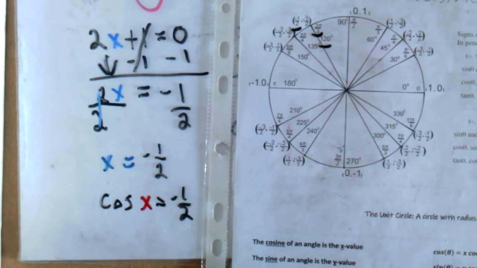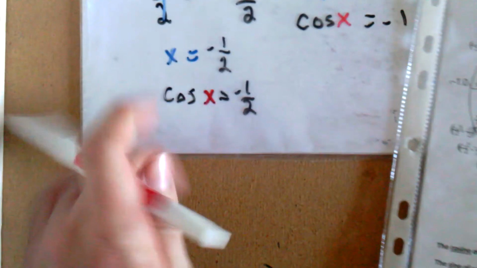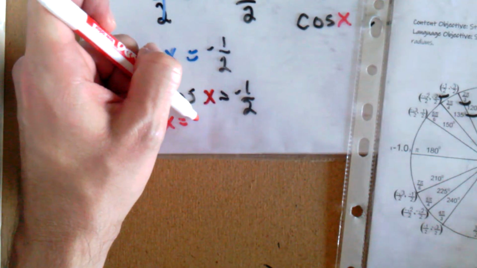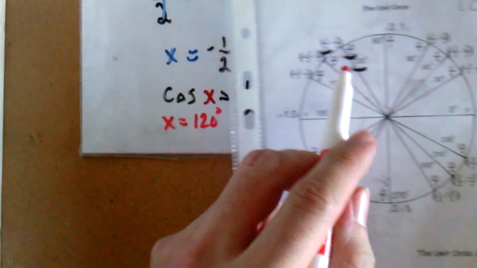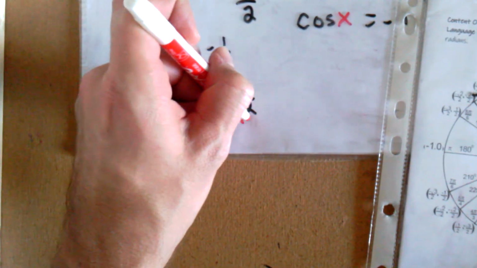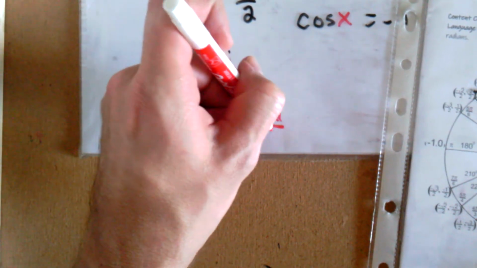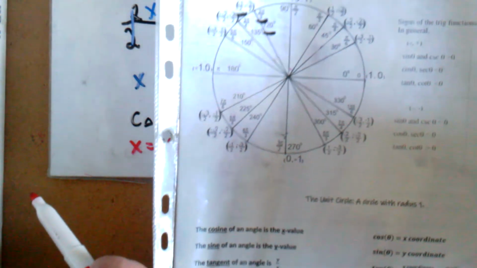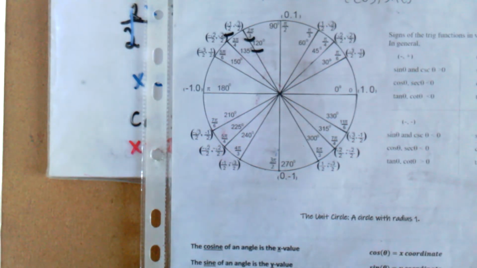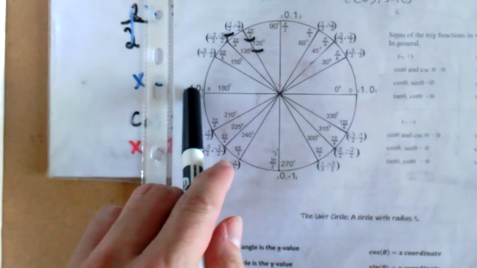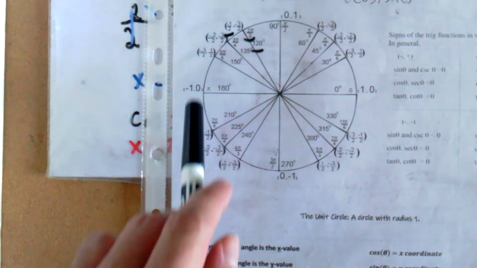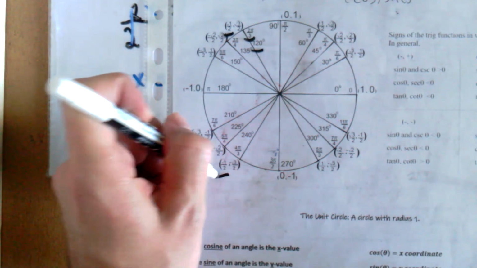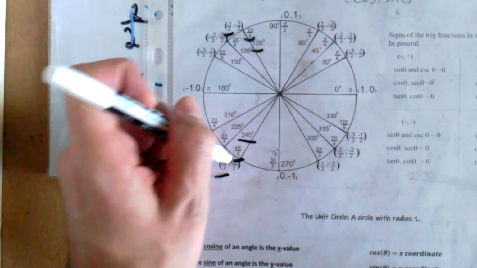That tells us x can equal 120 degrees, which is the same thing as 2 pi over 3 radians. Cool. But cosine can actually be negative 1/2 at one more point, because we know we're on the left side still. We found a negative 1/2 in quadrant 2. Negative 1/2 is also in quadrant 3 for cosine, right here, at 240 degrees, or 4 pi over 3 radians.